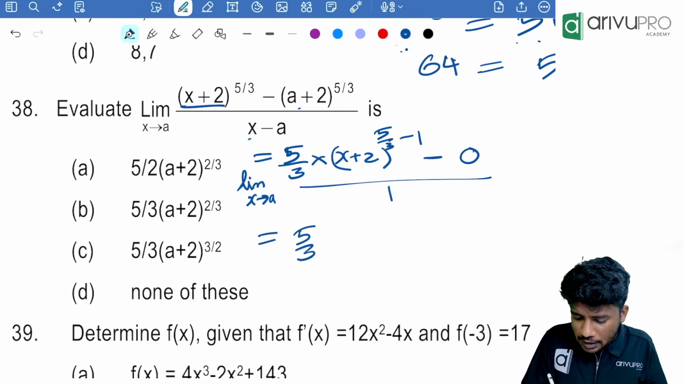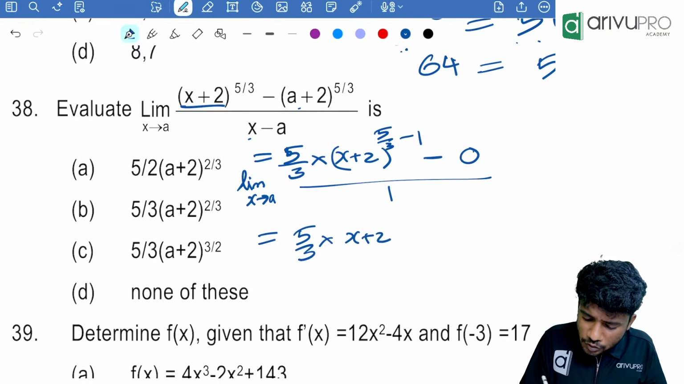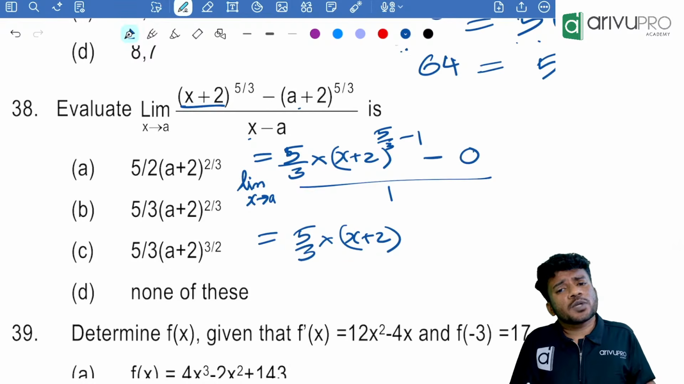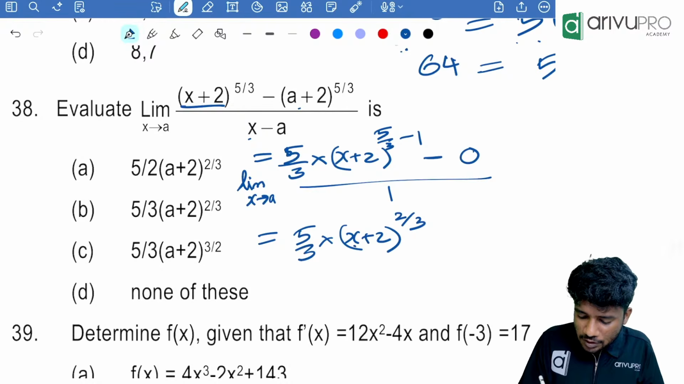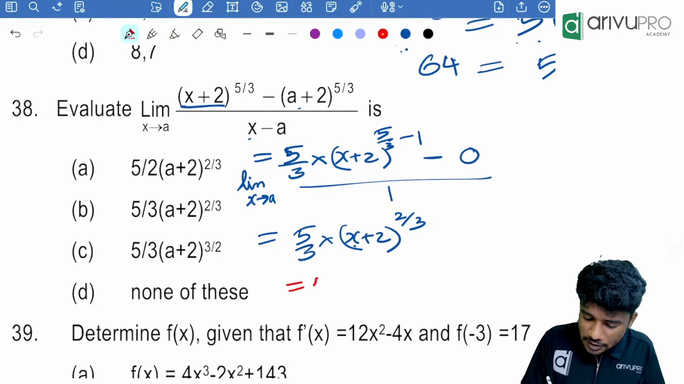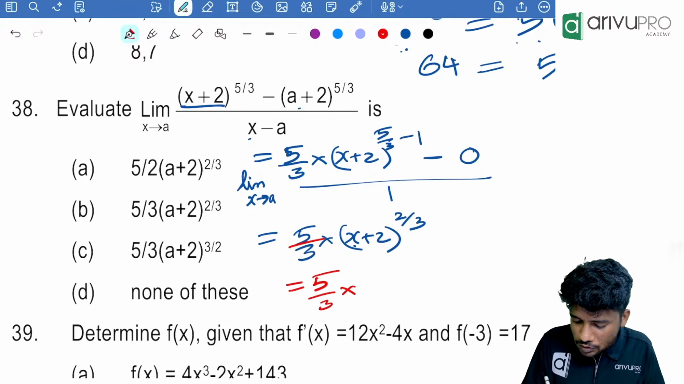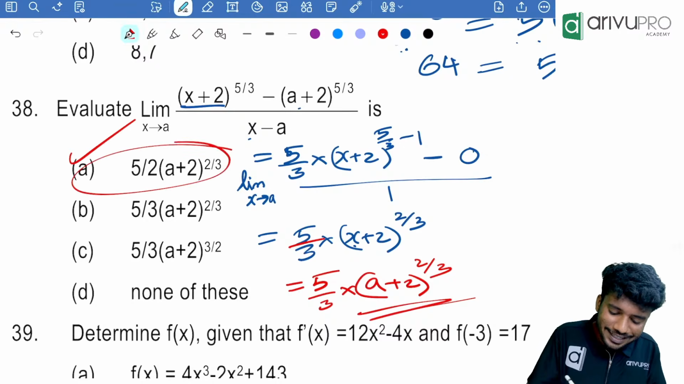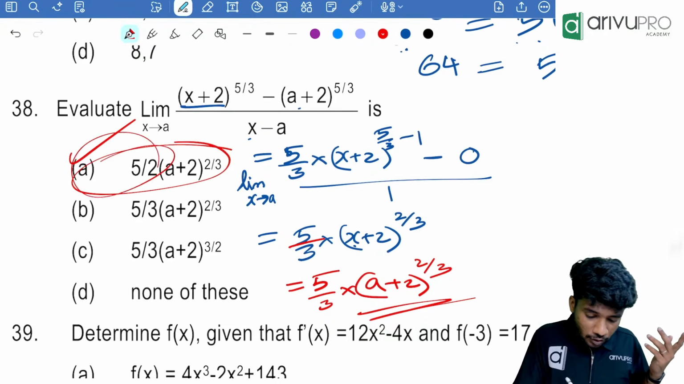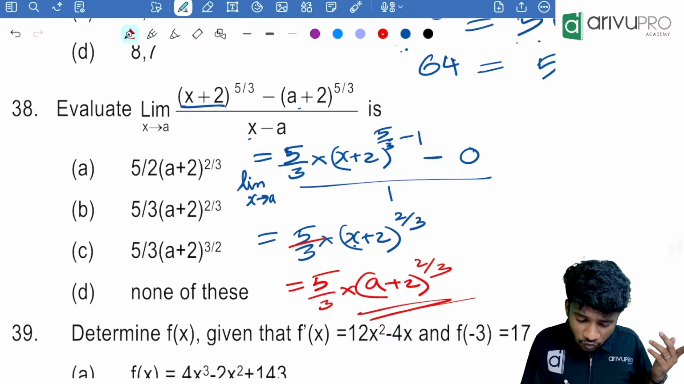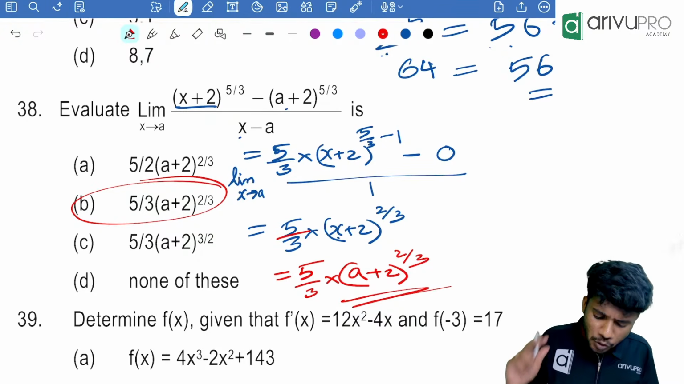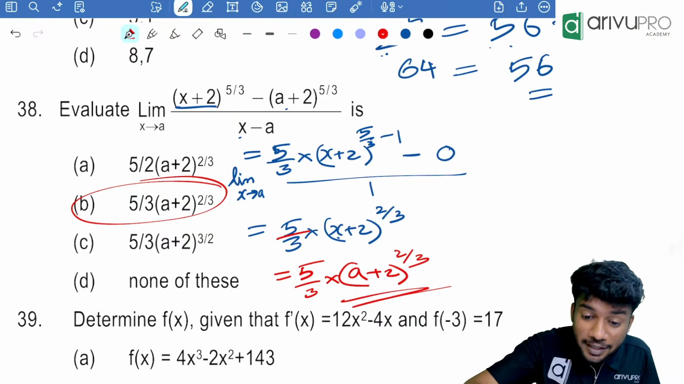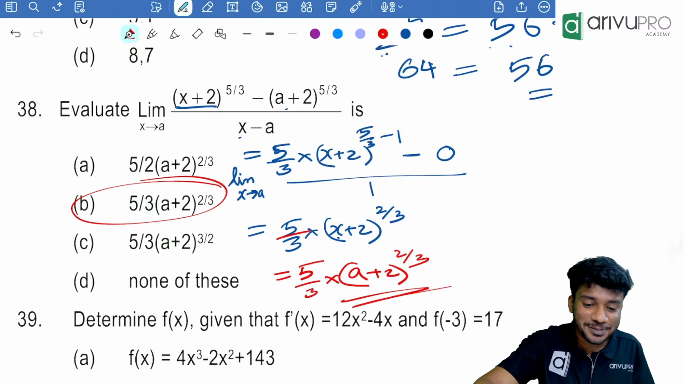Then 5 by 3 into x plus 2 the whole raised to 5 by 3 minus 1 is how much? That is nothing but 2 by 3. Now you apply the limit. Instead of x, you will put a. That means 5 divided by 3 into a plus 2 the whole power 2 by 3. Which option is the answer? Very easy question. Option B, 5 by 3 into a plus 2 the whole raised to 2 by 3. Option B is the answer. I hope that you got it. Yes, I understood. Got it.